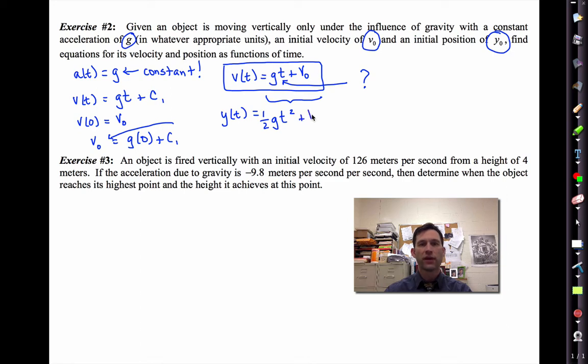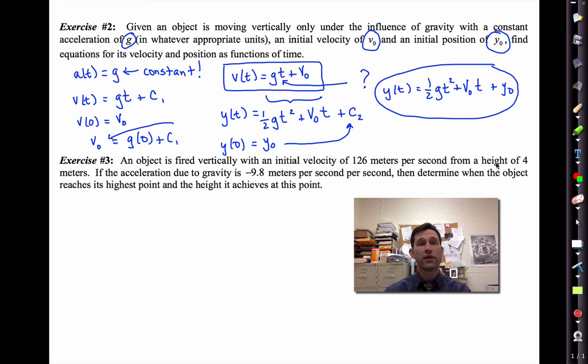We have to be careful here. To get a derivative of v sub 0, we have to have v sub 0 t, and then we have to have another constant thrown on. We know that y of 0 is y sub 0, and that will eventually give us the value of c2. So y of t equals 1/2 g t squared plus v0 t plus y sub 0.